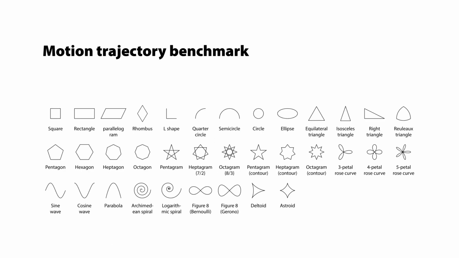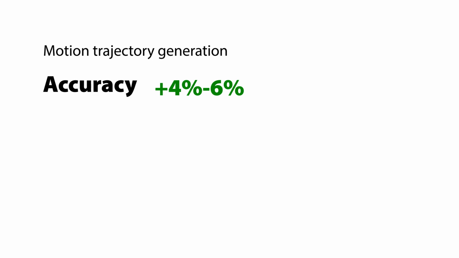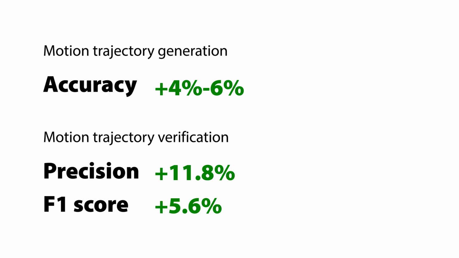To evaluate our extension of self-consistency, we develop a benchmark of prompts describing 35 different base geometric shapes. We generate each prompt with a template-based approach, and manually pair each prompt with a ground truth shape family for a total of 224 prompts. When evaluating our approach on this benchmark, we see an increase in accuracy against direct LLM sampling without self-consistency, and an increase in precision and overall F1 score for verification when compared to VLM baselines.